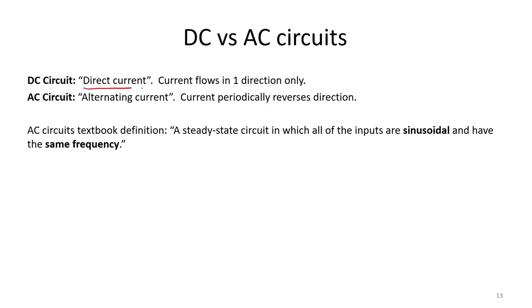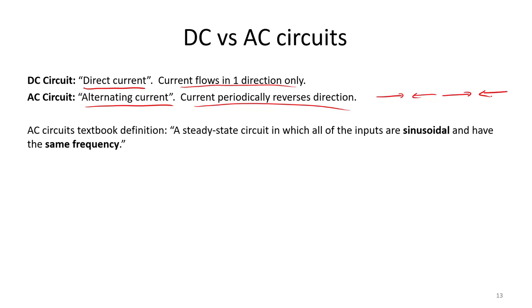DC stands for direct current. In a DC circuit, current flows in one direction only. Most of the time, current is also constant with respect to time. And in an AC circuit, AC stands for alternating current. In an AC circuit, current can actually reverse direction. So it might flow forward, then backward, then forward, then backward.